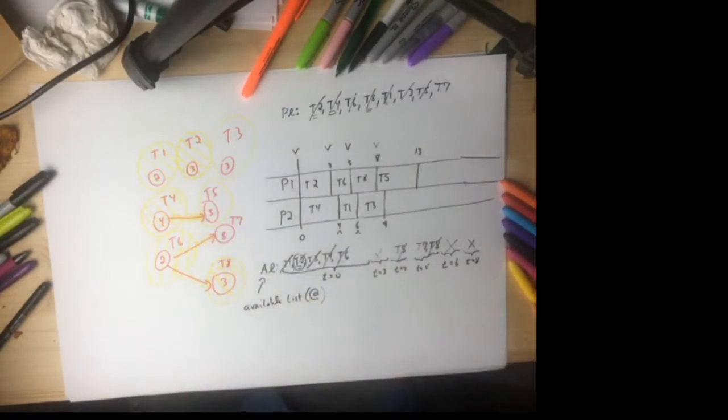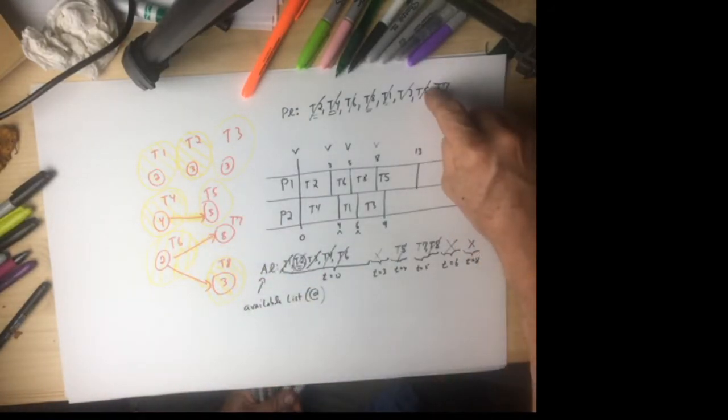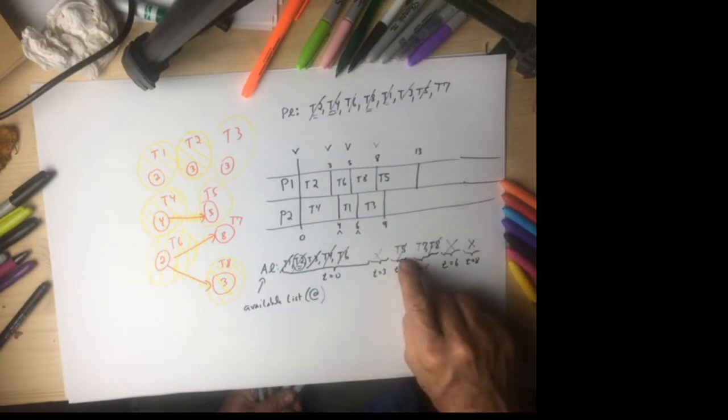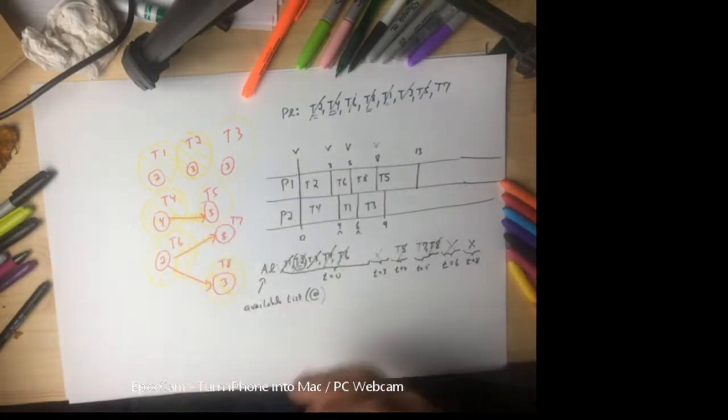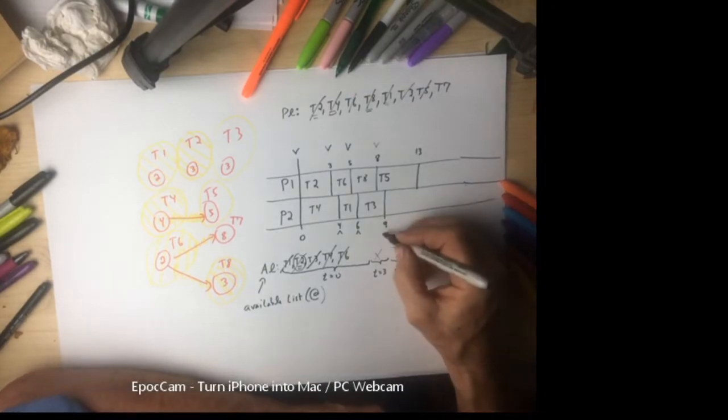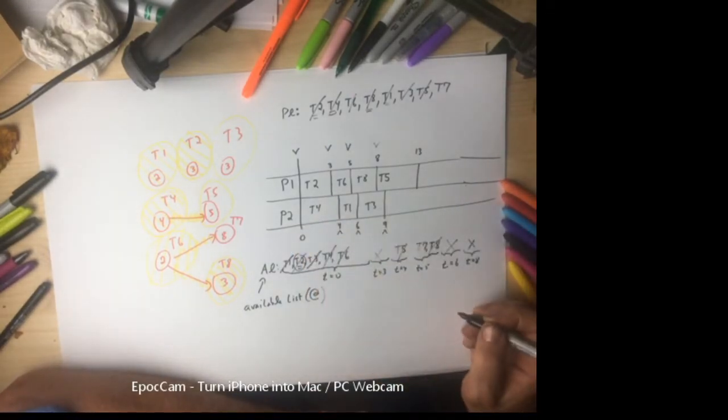Circle it because it's assigned. Crossed out, crossed out, crossed out, and assigned. Boss gets to take a nap. Boss takes a nap. It's woken up at 9 o'clock by person 2.